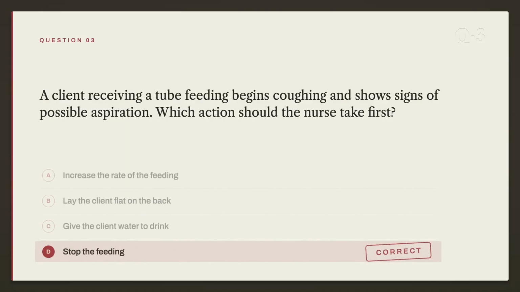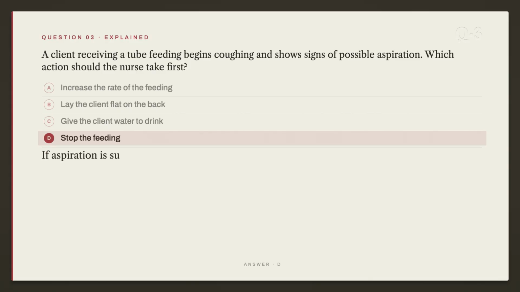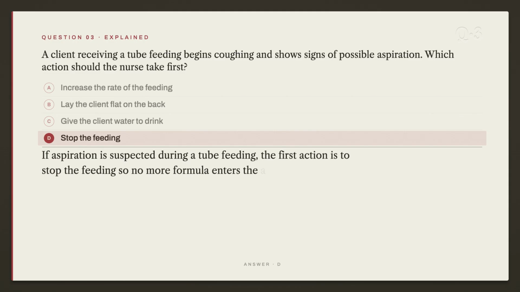The correct answer is D. Stop the feeding. D is correct because if aspiration is suspected during a tube feeding, the first action is to stop the feeding, so no more formula enters the airway. The nurse then turns the client and provides further care.